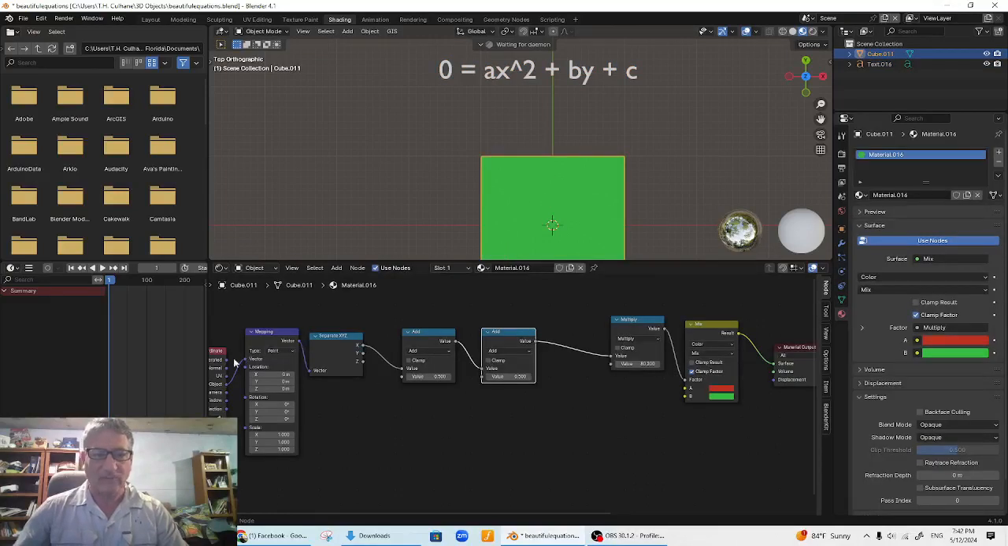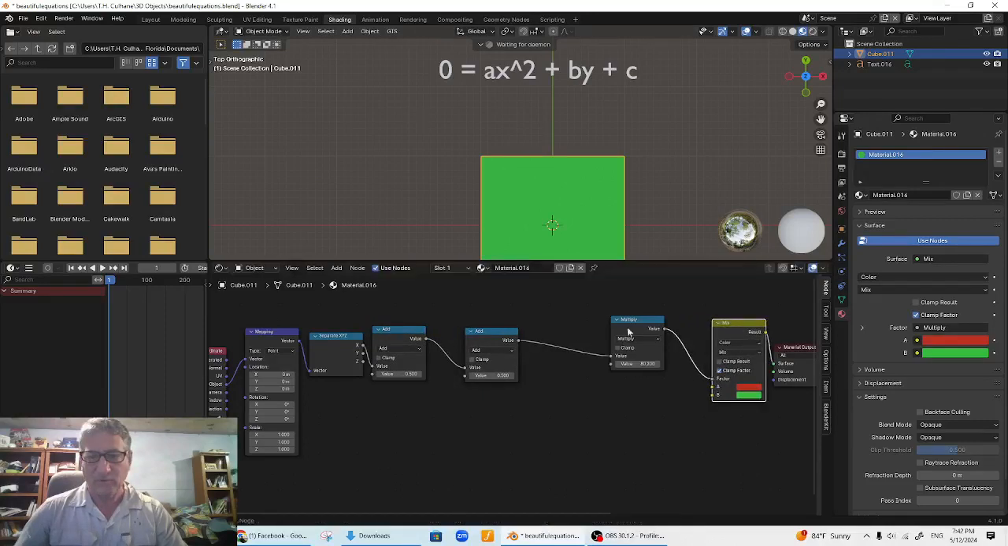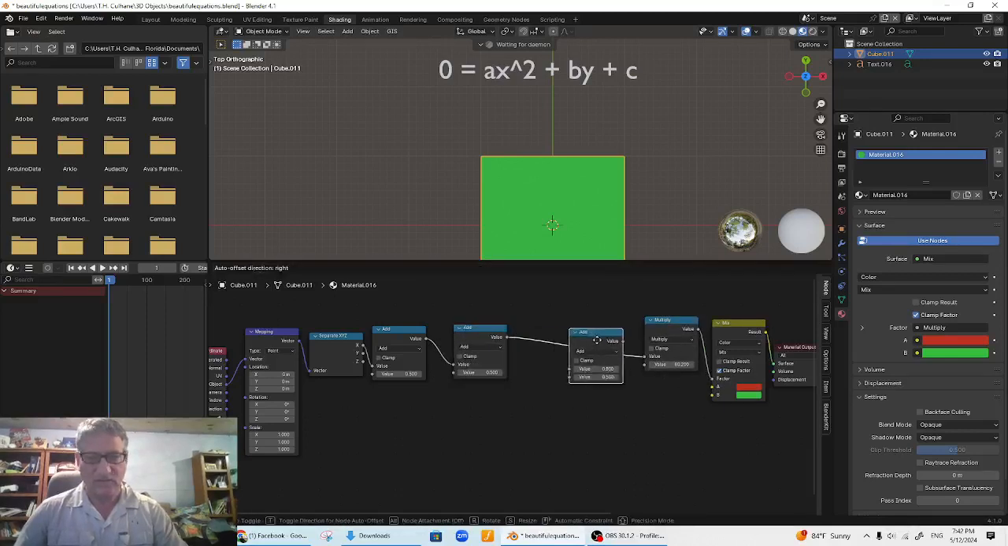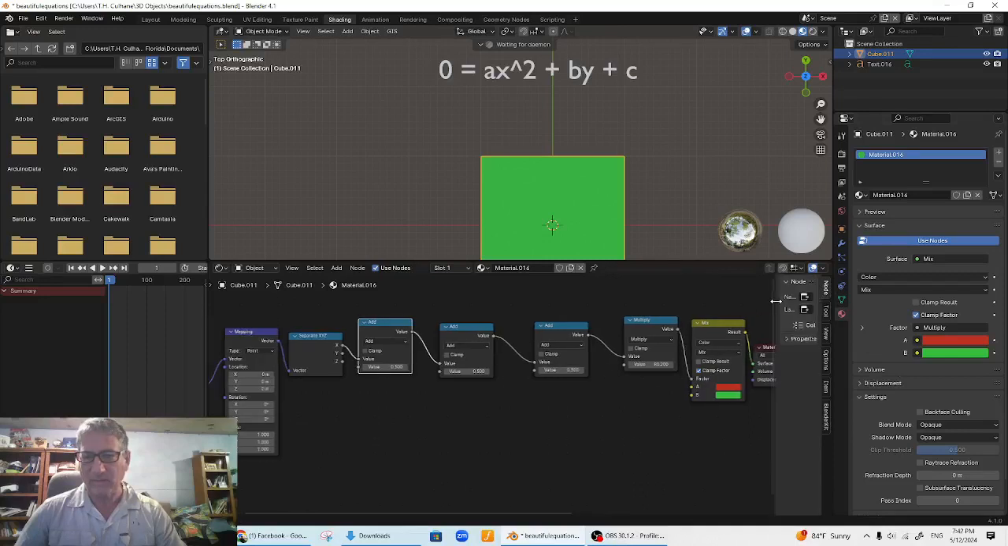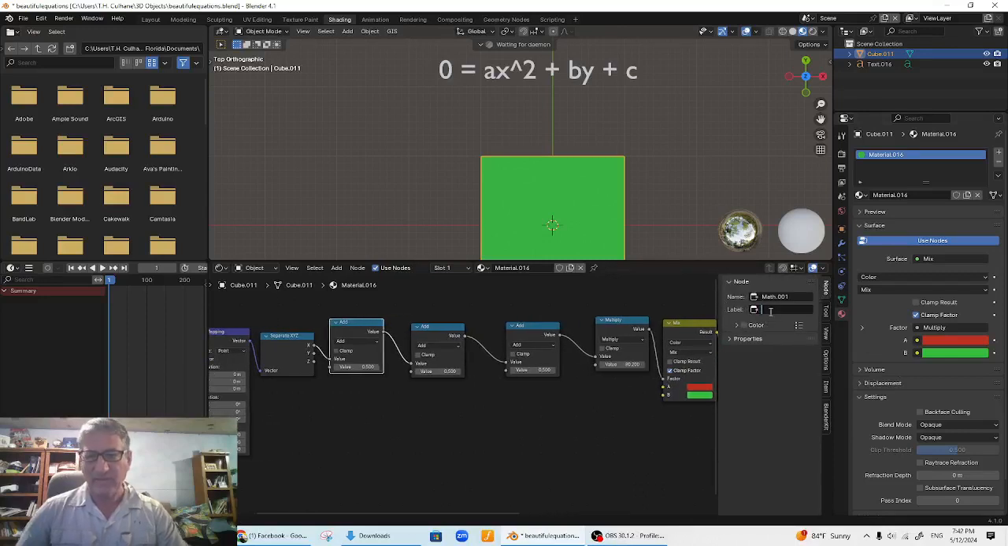So after this separate x, y, z, you want to have at least 3 math nodes before you get to the multiply. So I'm going to add this one too, Shift D. All right, so those are the 3 values. And so that we know what they are, I'm going to go over here and pull this out. And for the label, I'm going to call this AX, and I'm going to call this one BY, and I'm going to call this one C.